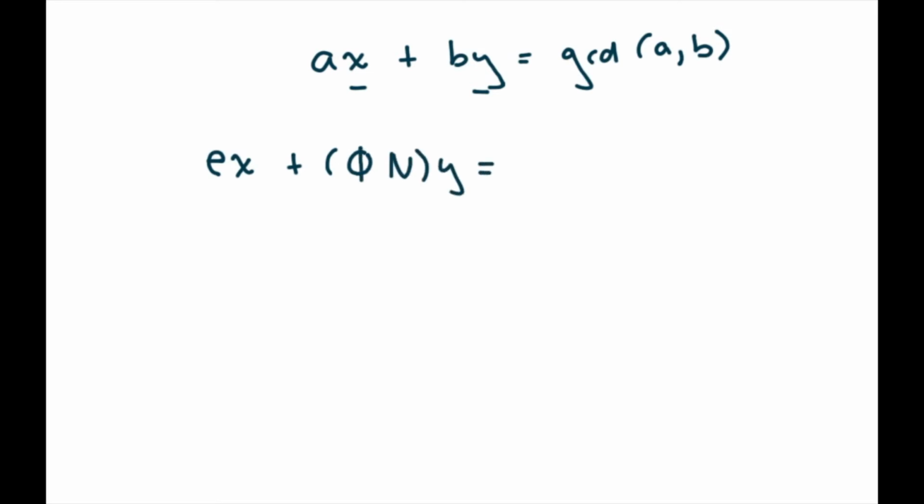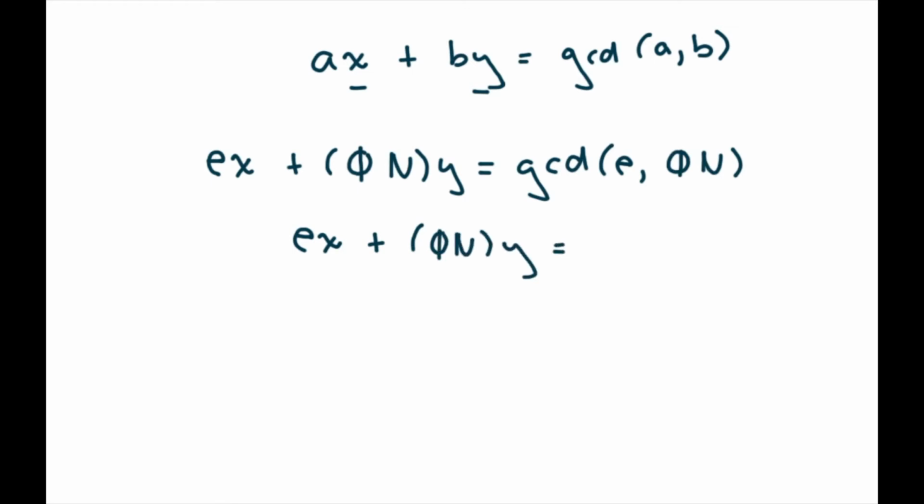Y is equal to the GCD of e and phi n. Now, since e is generated with the provision that e and phi n must share no common factors greater than 1, we know that the GCD of e and phi n, or the largest positive integer that divides both e and phi n, has to be 1. So then we have that ex plus phi n y is equal to 1.